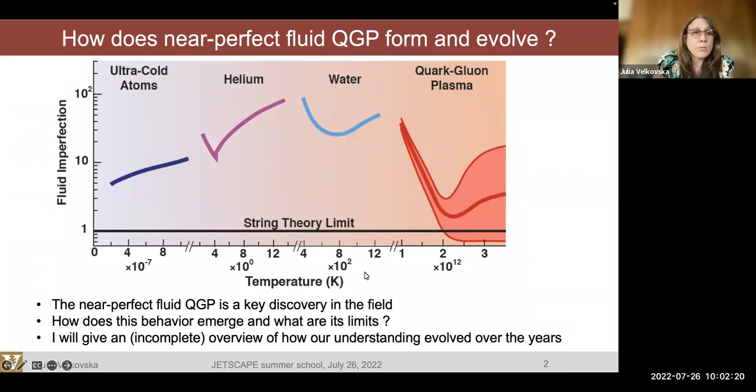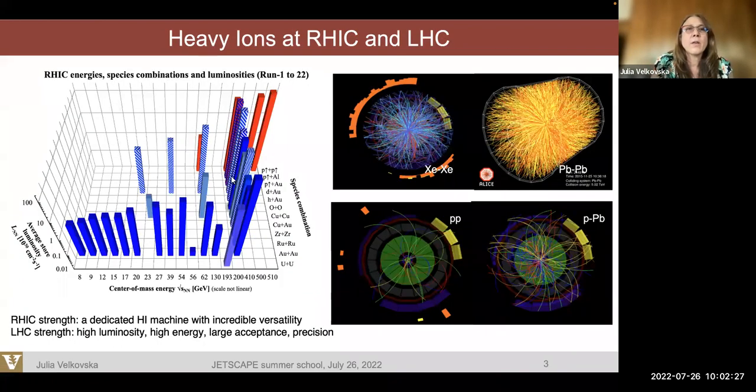And today I'm going to give a very incomplete overview of how our understanding evolved over the years. We have more than two decades of data from RHIC and more than a decade now from the LHC, where these topics have been addressed in great detail. RHIC has the advantage that it's a dedicated heavy ion machine, and over the years we have collided many different species and with different energies. Each time we collided a new species, we actually learned something new. And I'm going to address some of these things today very superficially.